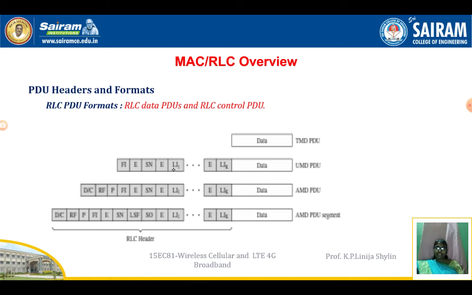Then if you come to LI, that is the length indicator, it will indicate the length in bytes for the corresponding data field element, that is, how many bytes are there in a particular data. What is the length of the data in terms of bytes? Next, what is E here? E is the extension field. It indicates whether a data field follows a set of E field and LI field.